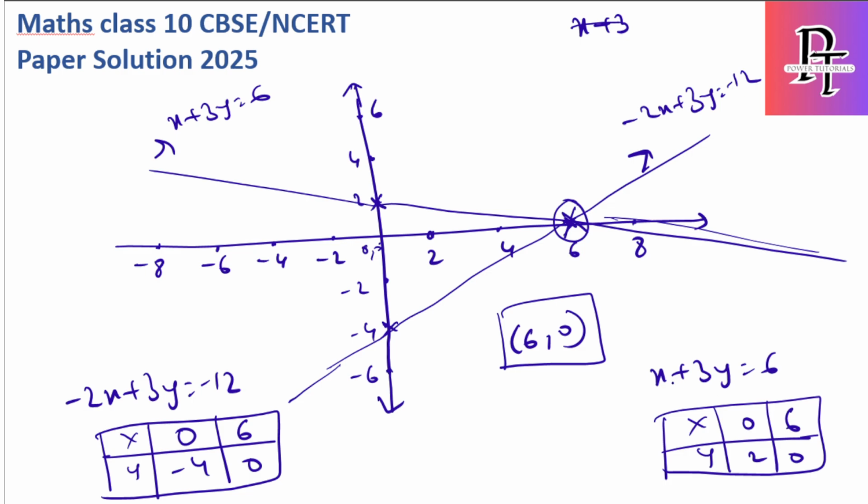If you want to cross-check, if I keep x as 6, y I am getting as 0. So this is satisfying. Same way here also, if I keep x as 6, y I am getting as 0. So the solution is (x, y) = (6, 0). Make sure to try this in the graph sheet, not in a rough sheet. Okay, let's move to the next one.